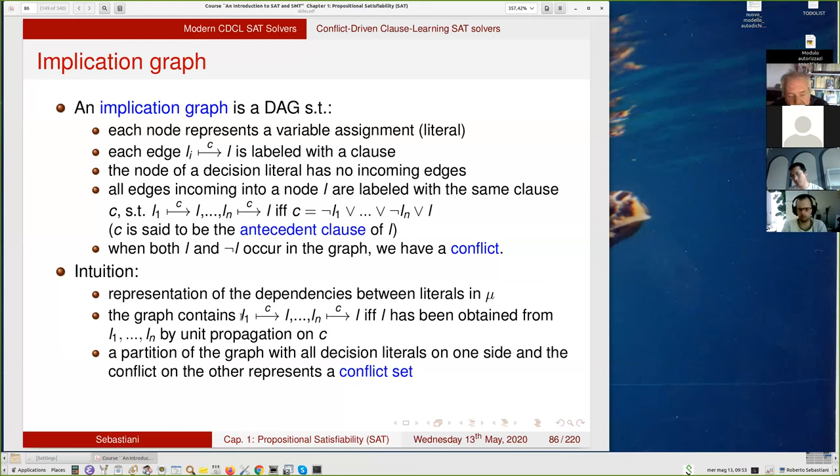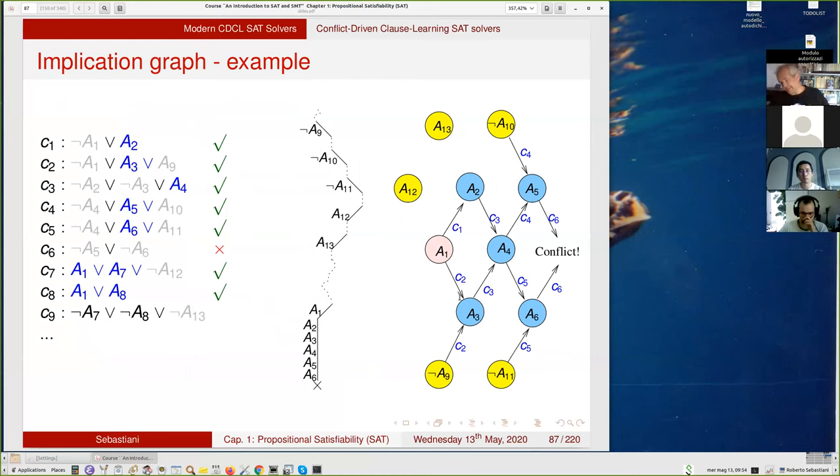The graph contains a sequence of literals L1 to Ln to L, if L has been obtained from L1 to Ln by unipropagation on the clause C. Now, the interesting part of this is that if you take a partition of the graph with all decision literals on one side and the conflict on the other side, this represents a conflict set. So suppose you get a status in the search where you have a conflict. Then every such partition represents a conflict set. Let me give you an example.